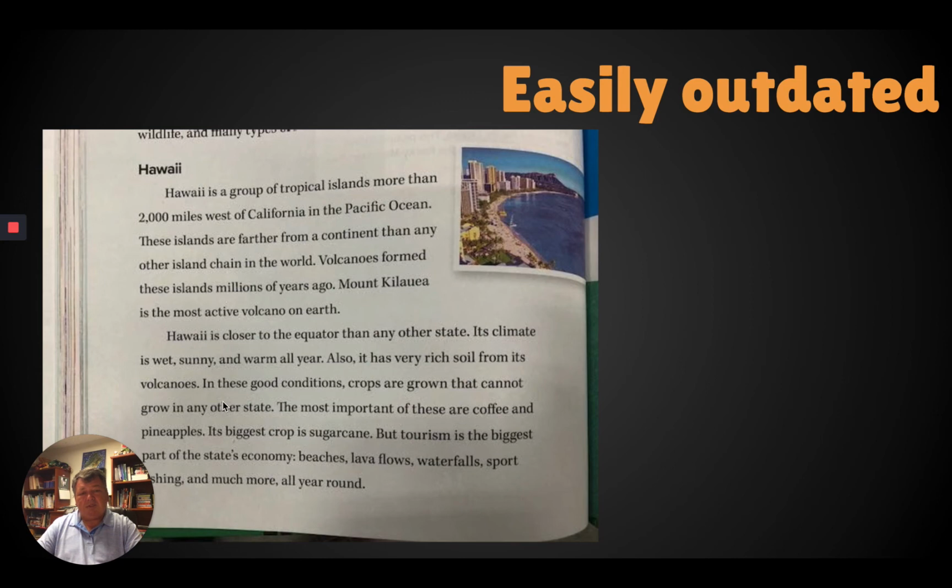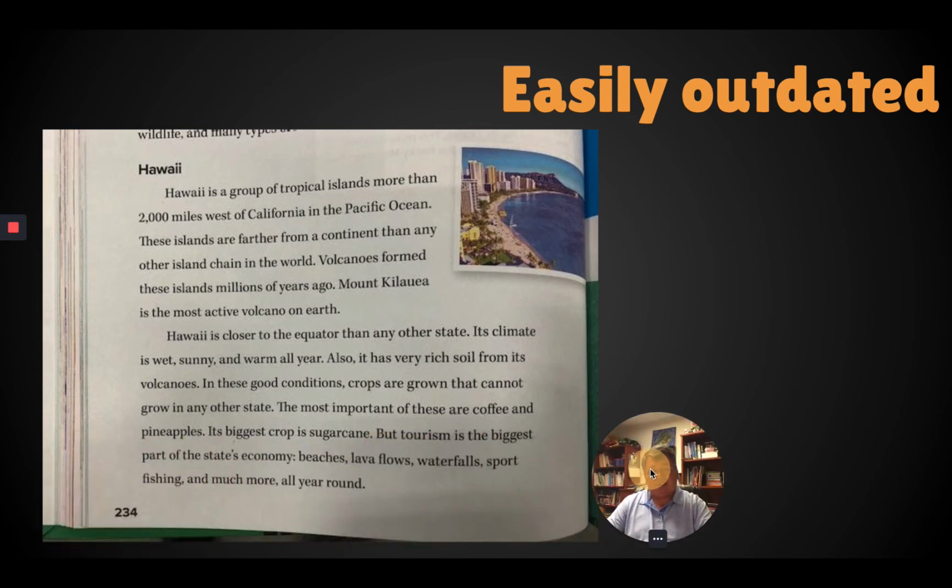The last thing is, remember, things can be easily outdated. I suspect that when the publisher had this textbook there where they talked about the biggest crop being sugarcane, I bet that was probably written before 2014, and it's been outdated. So things are going to change. Like this next line, tourism is the biggest part of the state's economy. Well, not during COVID, so things can get easily outdated, and will, but however, textbooks might stay in a school for 10 years or so. Be aware of those type of things.